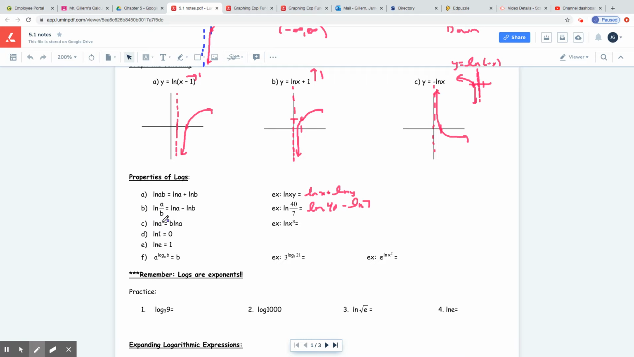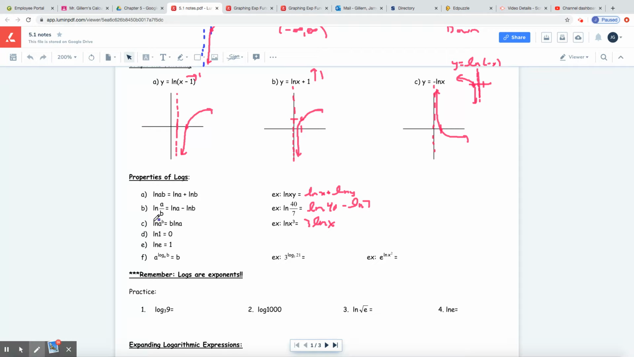If you have an exponent, that exponent can be brought to the front. So the natural log of a to the b is the same thing as b times the natural log of a. For example, the natural log of x cubed, the 3 comes out front, and it's just 3 times the natural log of x. So multiplication, addition, division, subtraction.